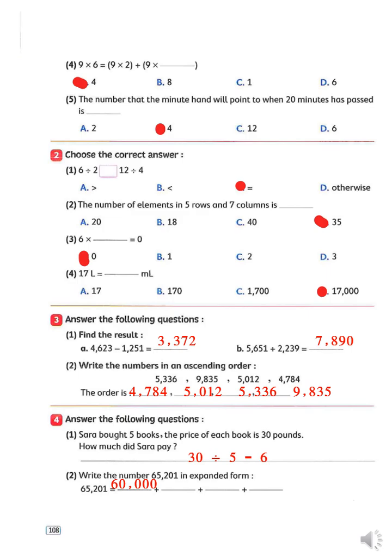Write the number 65,201 in expanded form. 60,000 plus 5,000 plus 200 plus 1.